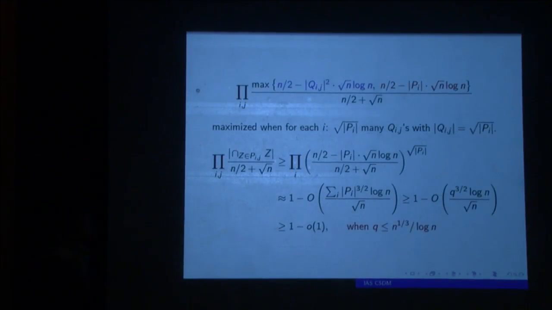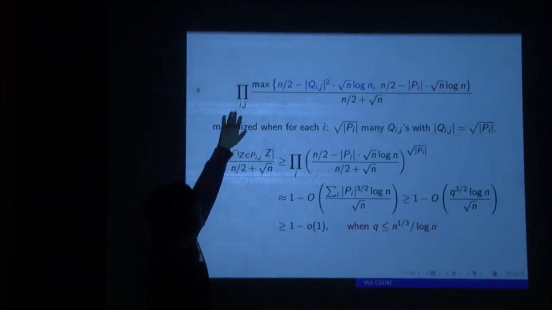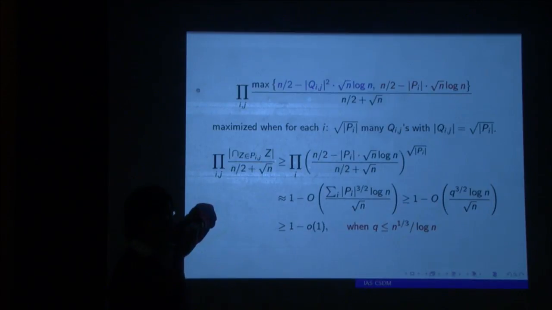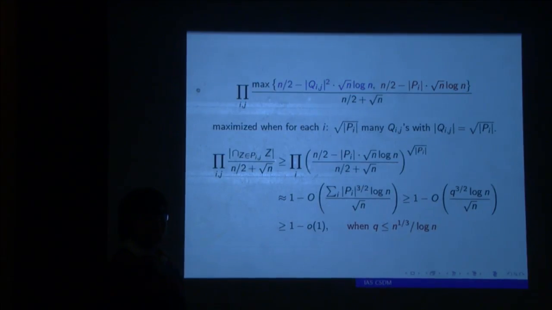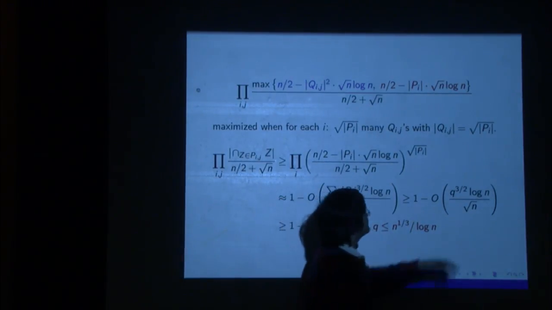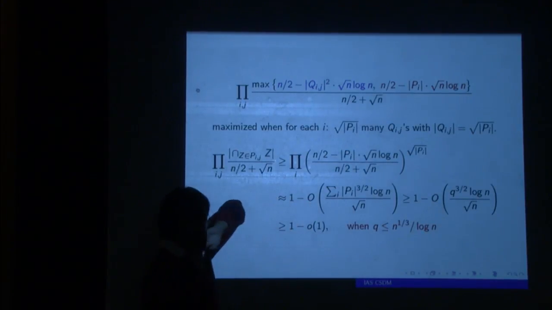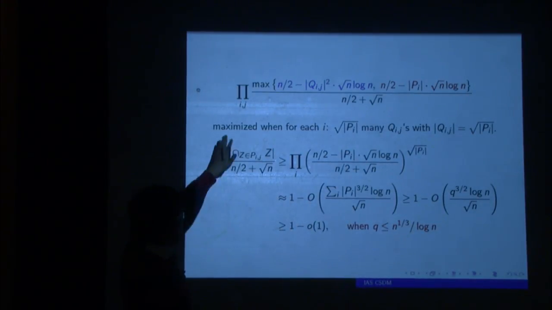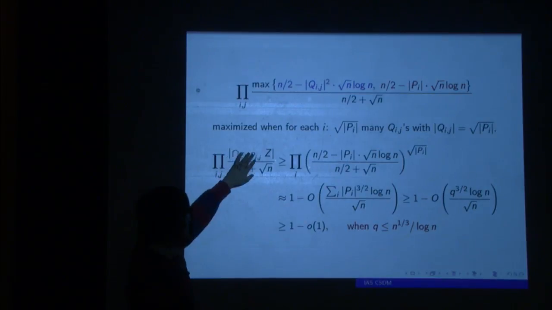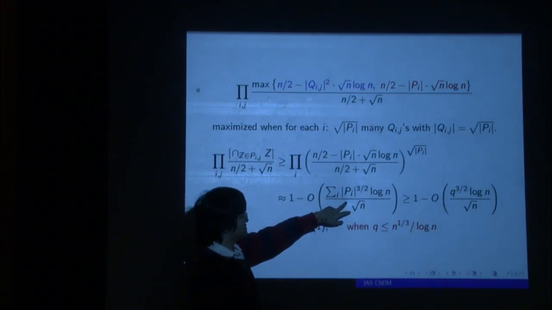And if you plug in everything, this is the ratio we're interested in. If I fix the size of pi, what's the best way to distribute qij? It doesn't make sense to make any of the qij bigger than root n pi. So every qij will be of size root pi, and we'll have root pi many. Okay? So this way, if you plug in everything, you will get this quantity.